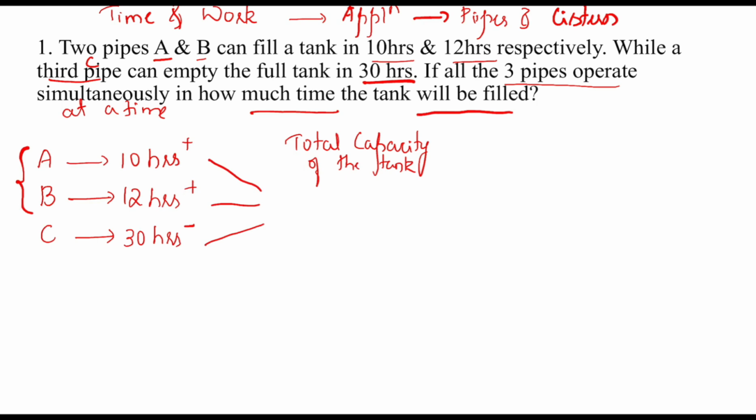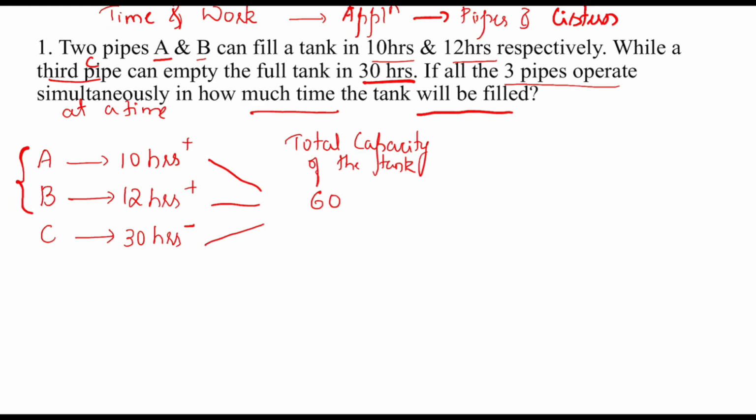So 10, 12 and 30. What is the LCM of this? 30 ones are 30. 30 is not divisible by 12. So next, 30 twos are 60. So 60 is divisible by 12 also and 10 also. So 60 is the least common multiple between 10, 12 and 30.